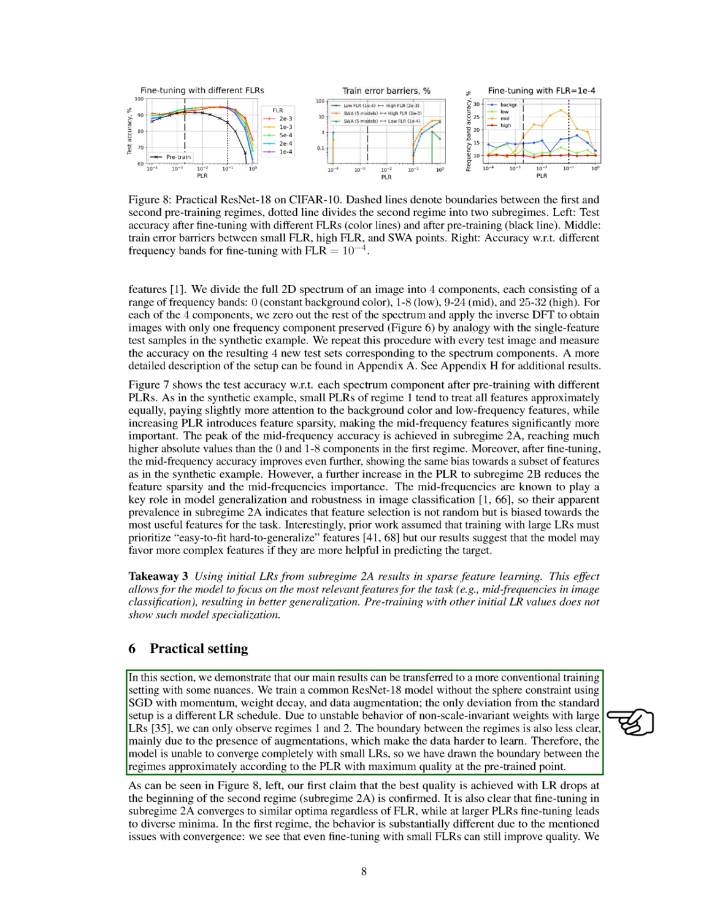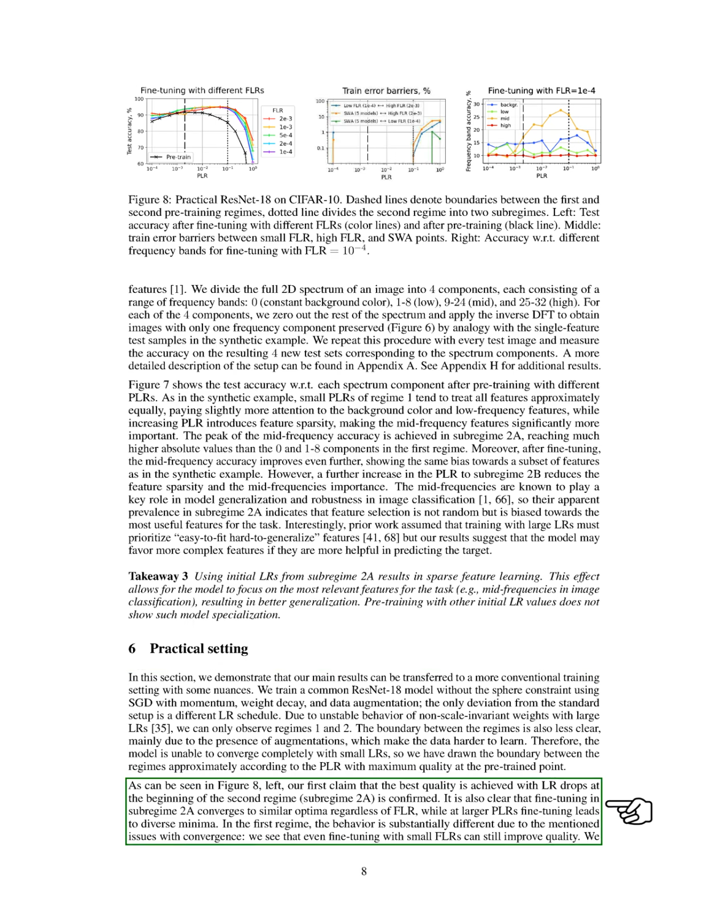Due to the unstable behavior of weights that are not scale invariant with large learning rates, we can only observe two regimes. The boundary between these regimes is less distinct, mainly because the data augmentations make learning more challenging. As a result, the model does not fully converge with small learning rates, so we estimate the boundary based on the learning rate that yields the best quality at the pre-trained point.